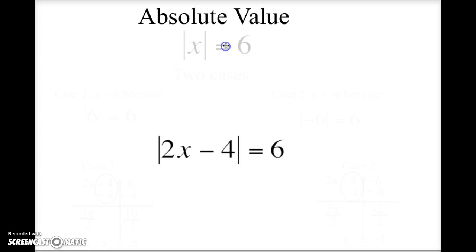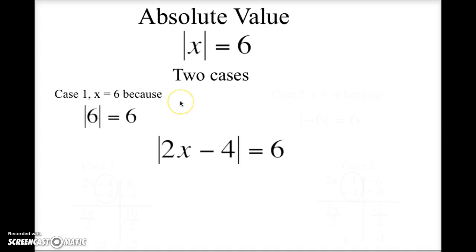If I have a problem that says the absolute value of x is equal to 6, there's two cases that make that correct. The first case, x can be equal to 6. And the reason for that is because the absolute value of x is equal to 6. The second case is that x is equal to negative 6. And the reason for that is the absolute value of negative 6 is also equal to 6.